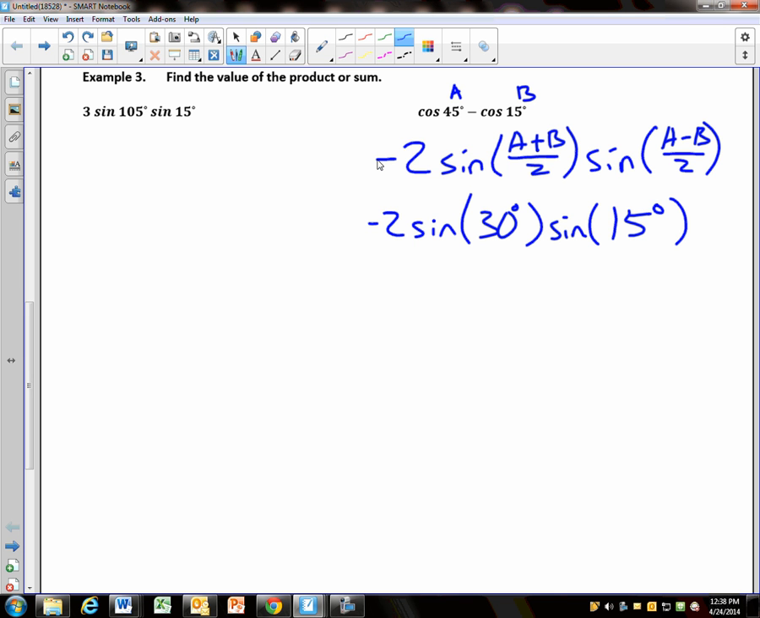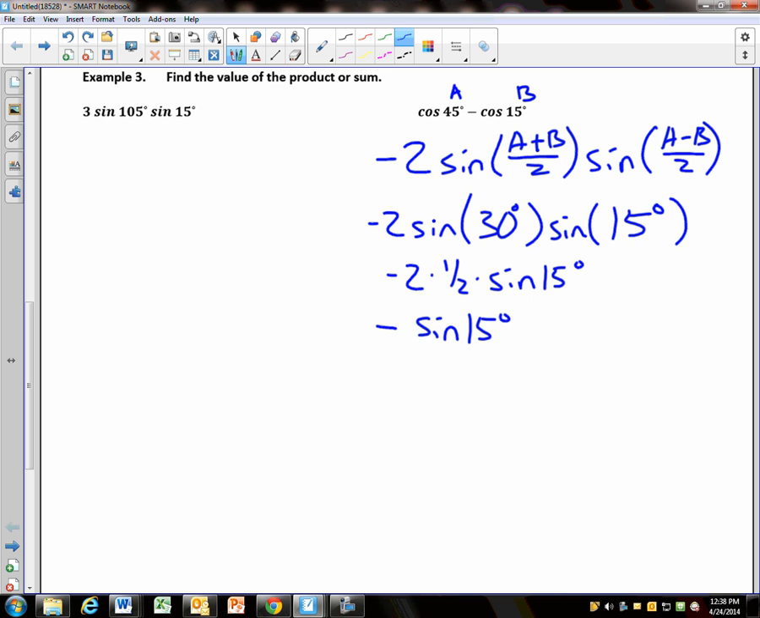So we didn't get rid of our total problem, did we? But we at least got this to be 1/2. Negative 2 times 1/2 times sine of 15. What is negative 2 times 1/2? Negative 1. So we've got negative sine of 15. We still got to come up with the exact value. What to do, what to do, what to do. What would you do on the test? Don't leave it like that.